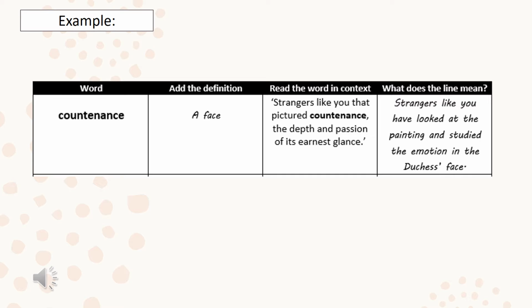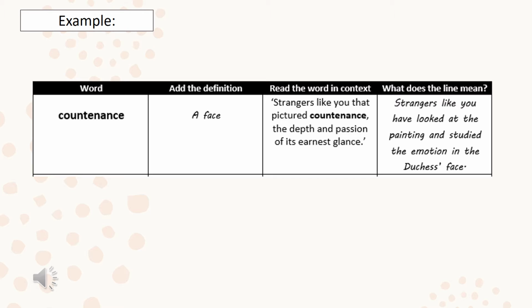The next task asks you to complete a table. It should take you around 20 minutes. So I have taken an example from the actual table in your remote learning booklet, and this is what you will need to do. You have a list of words. You need to add the definition. You can get this from Google Dictionary, or if you know it, add it in yourself. You need to read the word in context. So take a quotation from the poem and then tell me what the line means.